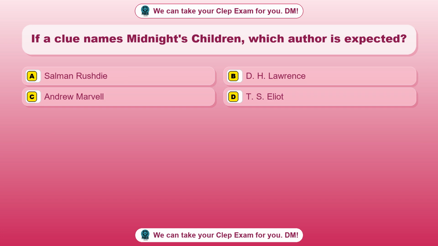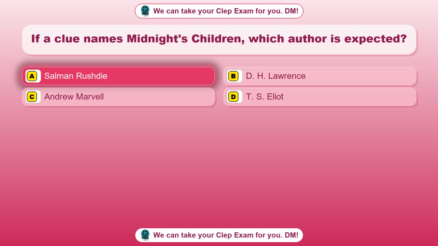Question 6. If a clue names Midnight's Children, which author is expected? Option A, Salman Rushdie. Option B, D. H. Lawrence. Option C, Andrew Marvell. Option D, T.S. Eliot. The correct answer is option A, Salman Rushdie.